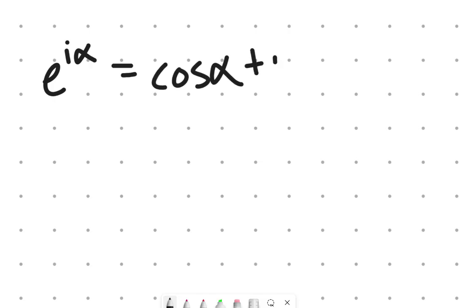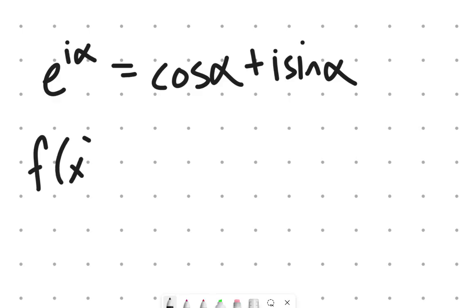Now we know that the Euler formula, e to the i alpha, or e to the i theta, is equal to cosine alpha plus i sine alpha. Since we know this equality, we can also write any function f of x as a sum of two functions: one that is even and one that is not even. So let's take f of x.